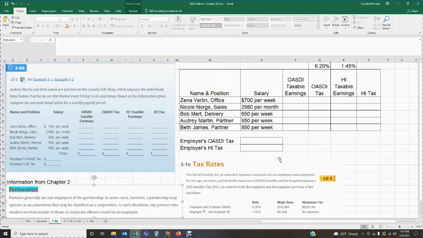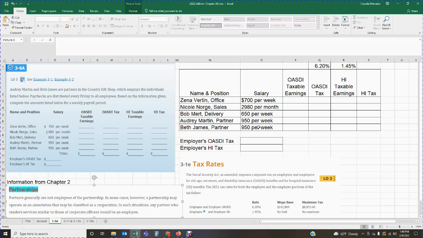So what are we going to do? Well, first let's start off with our taxable earnings. What is taxable earnings? We have to figure out from the salary that we're making how much of that money is taxable. Now for purposes of this problem, we don't have to worry about going over the cap because we don't have a cumulative pay column. So I really don't know how much these employees have made. But based on the information, we're going to calculate the OASDI taxable earnings, the OASDI tax, the HI taxable earnings, and the HI tax.